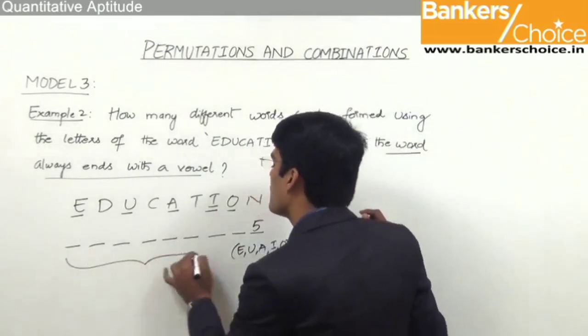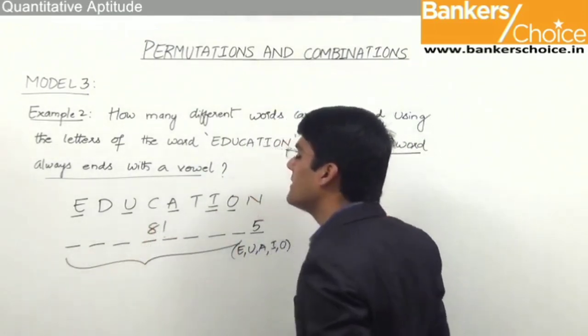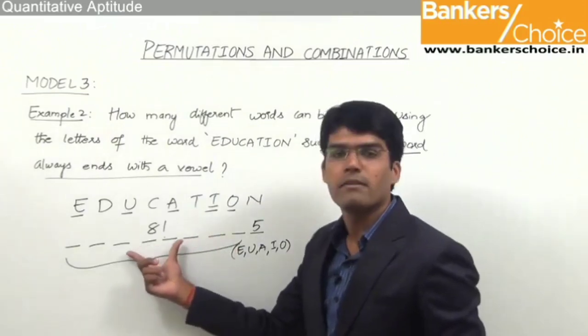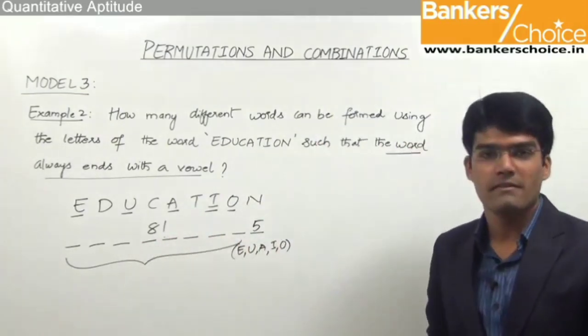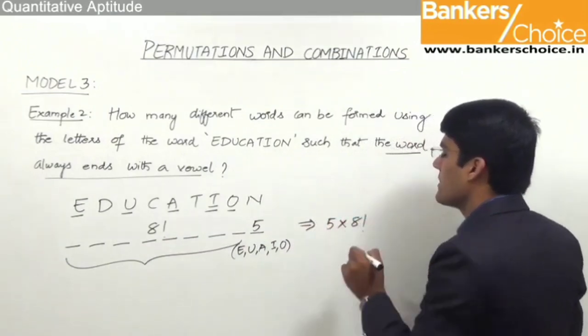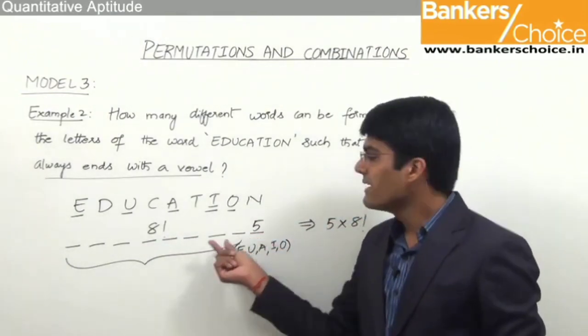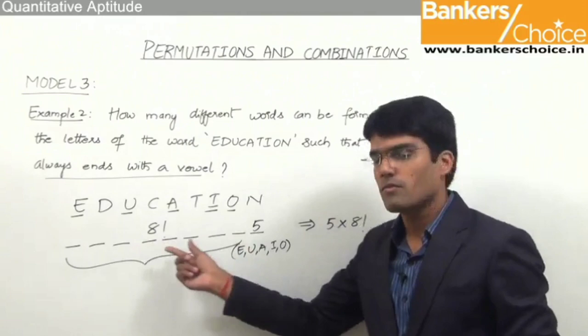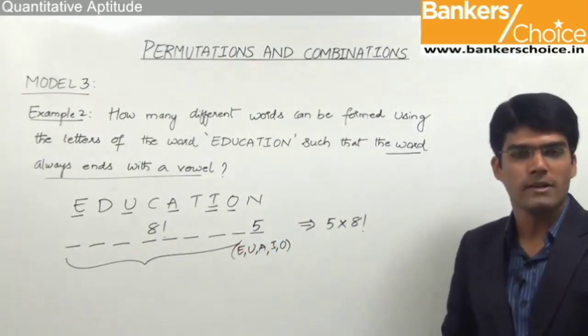That is a general permutation again. So very clearly the first 8 positions can be filled in 8 factorial ways and the last position can be filled in 5 ways. And both together can be done in 5 into 8 factorial ways. Why? Because this action we are able to do in 5 ways and this action in 8 factorial ways. So we can say that the answer is 5 into 8 factorial.